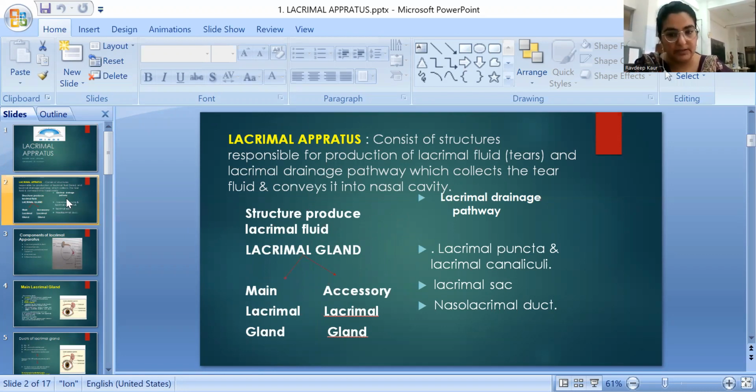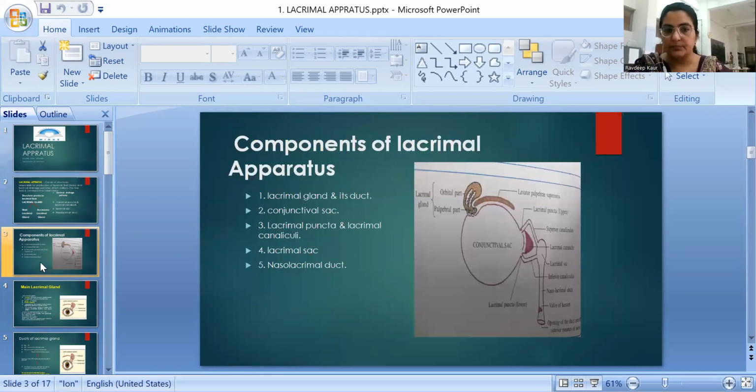It is further of two types. One is the main lacrimal gland and the second one is the accessory lacrimal gland. The lacrimal drainage pathway consists of lacrimal puncta, lacrimal canaliculi, the lacrimal sac and the nasolacrimal duct. Now the components of the lacrimal apparatus: the lacrimal gland and its ducts, conjunctival sac, lacrimal puncta, lacrimal canaliculi, lacrimal sac, and nasolacrimal duct.